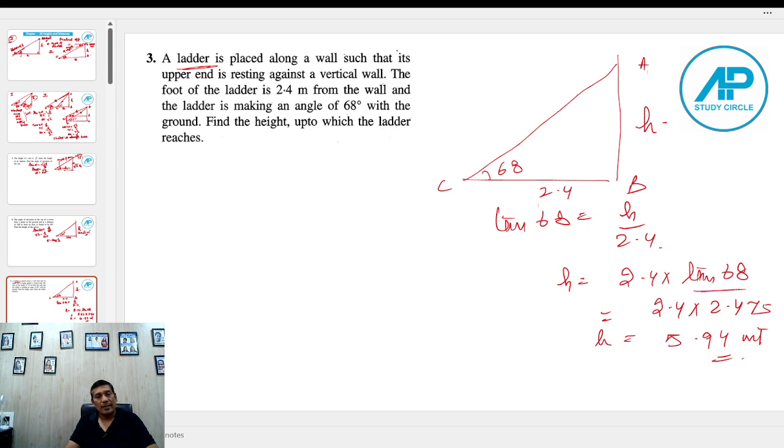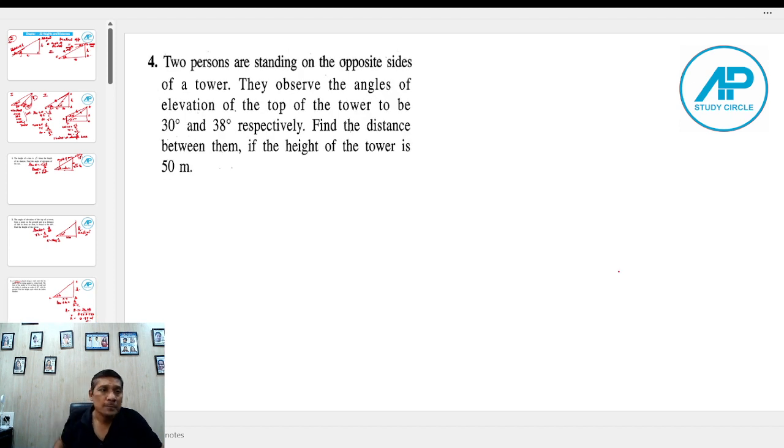Tan 68 is basically giving us the value of the tangent of the angle. So go to the end of your table book, open the tangent table, and look at the first column, where angle 68 will come. Look at the value of 68 in the 0 degree column, and you will get 2.475. Multiplied by the value of height, that gives you the simple value of the height through which the ladder is reaching the wall.